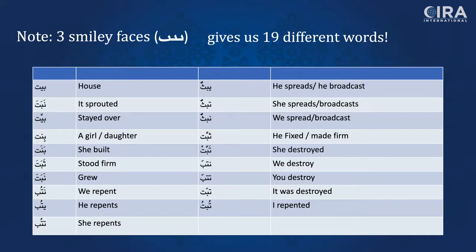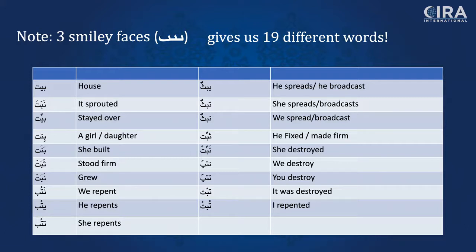It could be house, or it sprouted, or stayed over, or a girl or daughter, she built, stood firm, grew, we repent, he repents, she repents. It could be he spreads, or he broadcasts, she does it, or we do it. He fixed, she destroyed, we destroyed, you destroyed, it was destroyed, or I repented. And the word, for instance, for grew, which is nabata, I can make it a verb and say nabbata, meaning cause to grow.